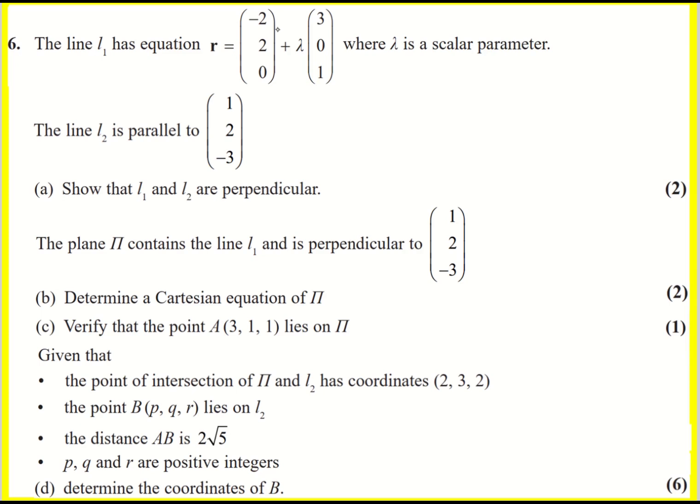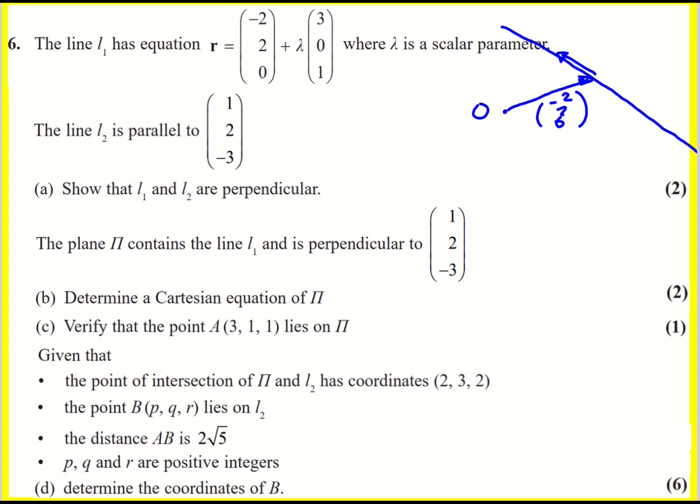Line L1 has equation as shown, where lambda is a scalar parameter. Just want to remind you, we've got a position vector, and this -2, 2, 0 is getting us onto the line. And then it's this 3, 0, 1 that's our direction vector. It gets you anywhere you want along this line.